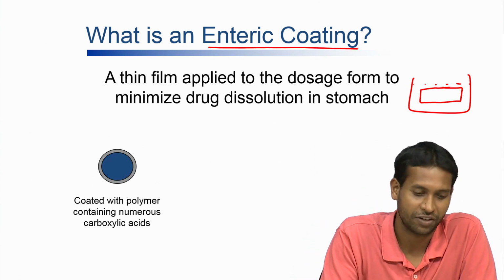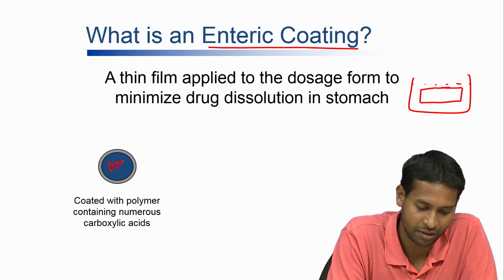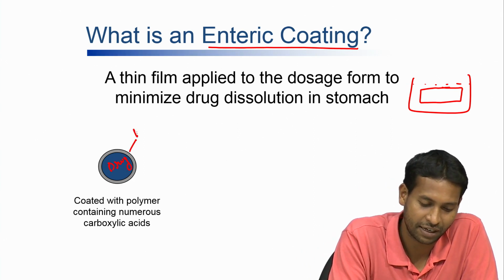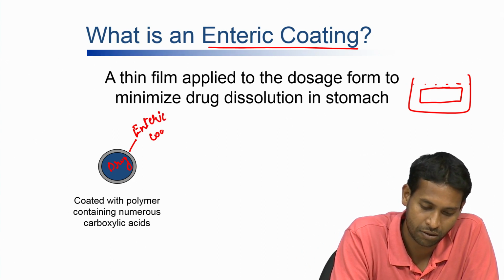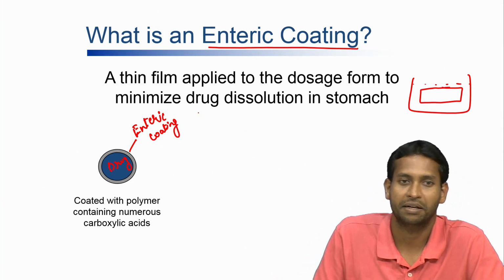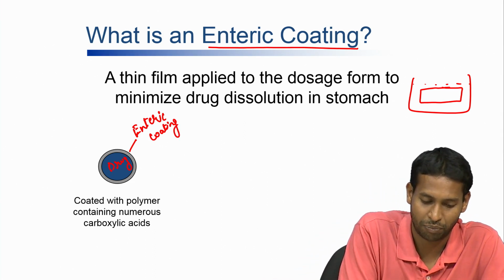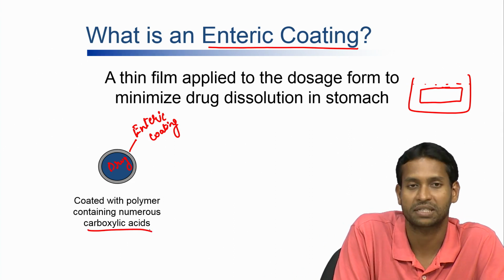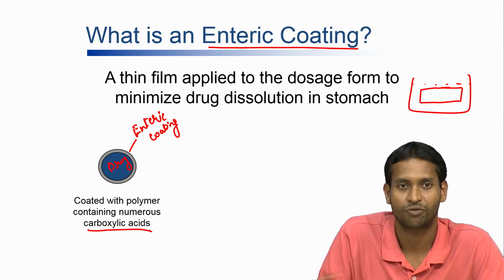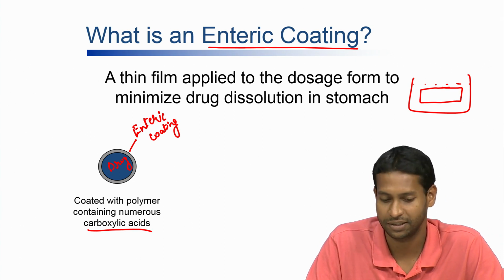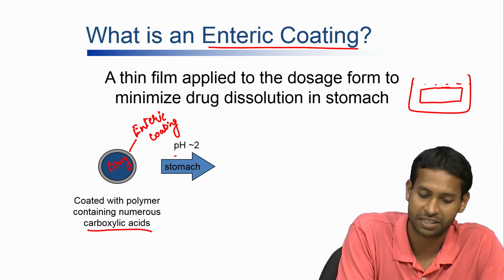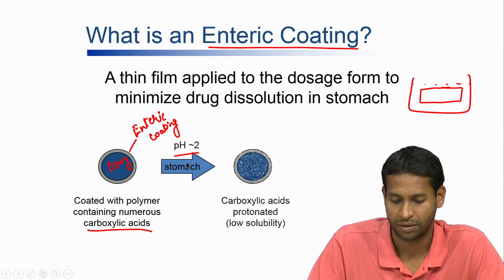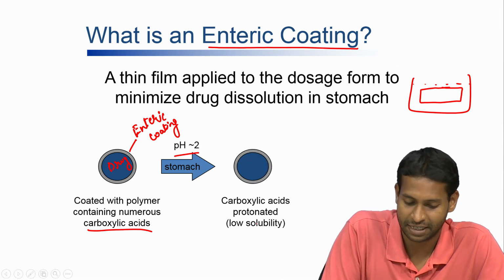So, this is just a graphic showing, let us say, this is the drug, and then you have the enteric coating here. These are nothing but polymers that contain quite a bit of carboxylic acid, and I am going to come in a moment to why these act as good enteric coatings. So, at pH 2, which is typically found in the stomach, these carboxylic acids are protonated.